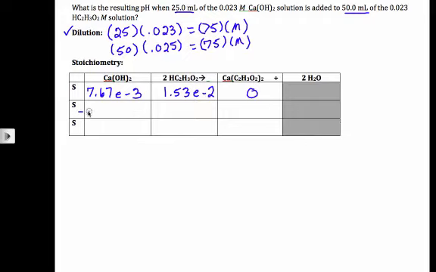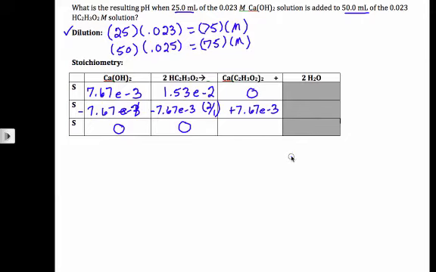Now, I've got to subtract 6.73 times 10 to the minus 3, and that same amount here, but don't forget, this time we actually have a mole ratio. We've got a mole ratio of 2 to 1. And then plus 7.67 times 10 to the minus 3. Now, this is a complete neutralization. We did not make a buffer.